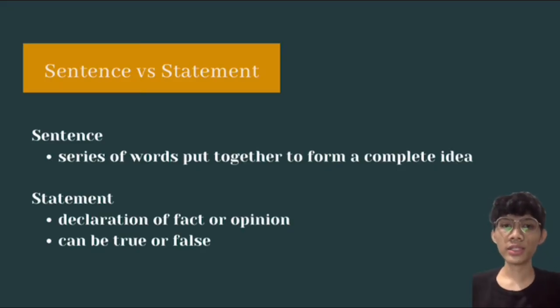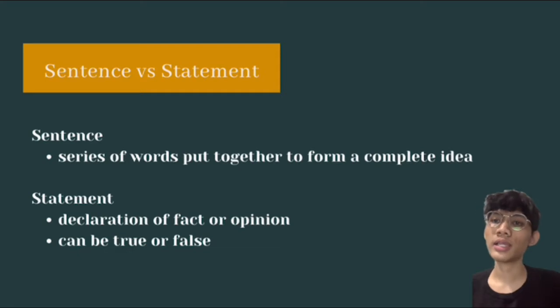So let us begin by differentiating between a sentence and statements first. A sentence is a series of words put together to form a complete idea. A sentence is typically presented either in the form of a statement, providing information, or a question, requesting information. And a statement is usually a declaration of fact or an expression of opinion; it can be true or false. Examples of a statement are: the sky is blue, he was late for school, and the flower is beautiful.